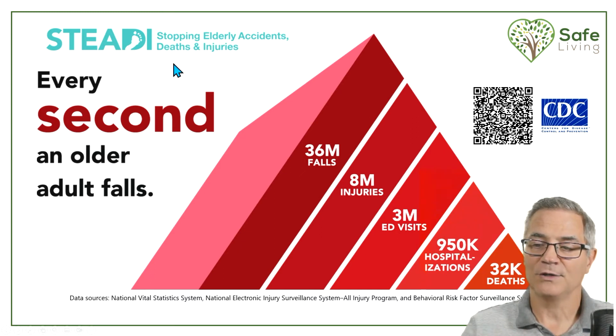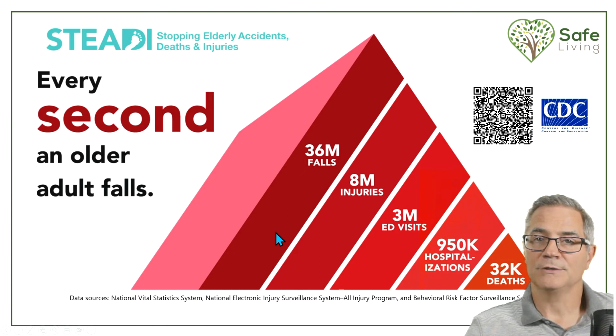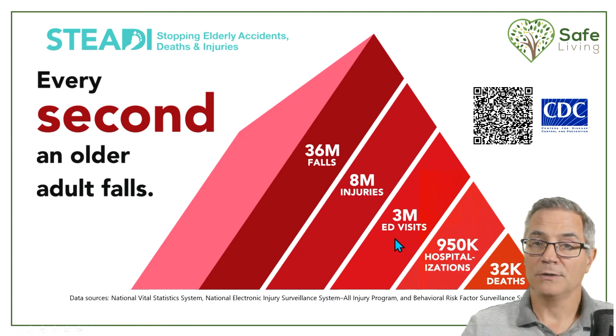It's really valuable. Every second, an older adult falls, with 36 million falls a year, 8 million injuries, 3 million emergency doctor visits, and 950,000 hospitalizations, which result in 32,000 deaths. So is this something that we can be proactive on, making some modifications in our homes?